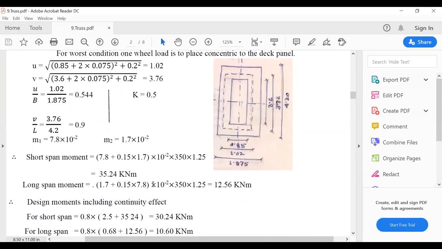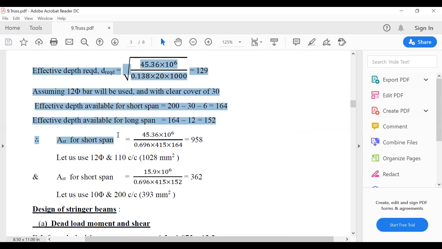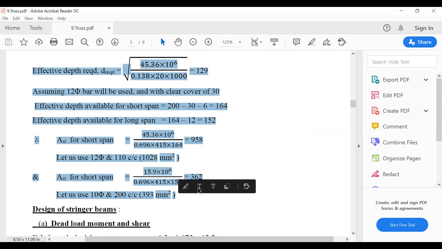Then comes the design of the deck slab. I don't think I have to explain this so much, because you have done numerous designs in your major projects. Shall I go with the design? This is very simple. Or shall I proceed?